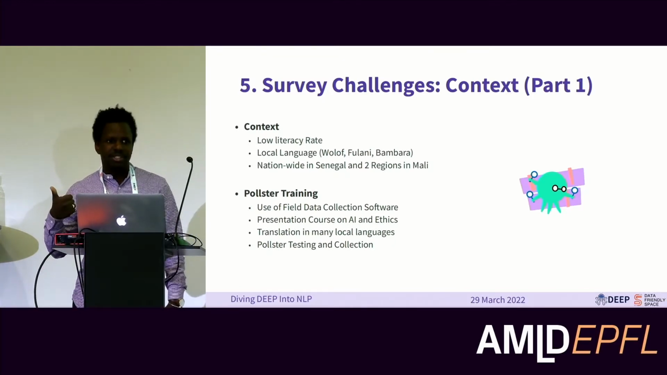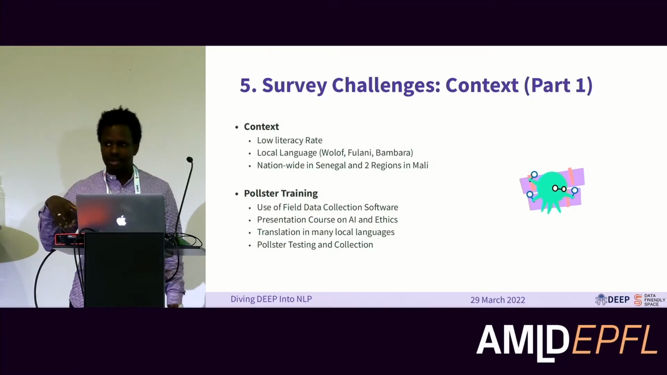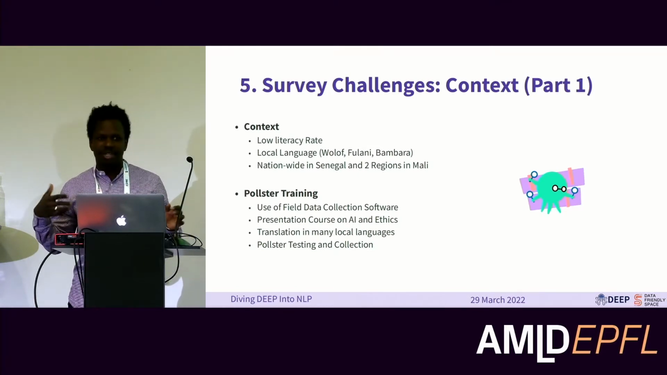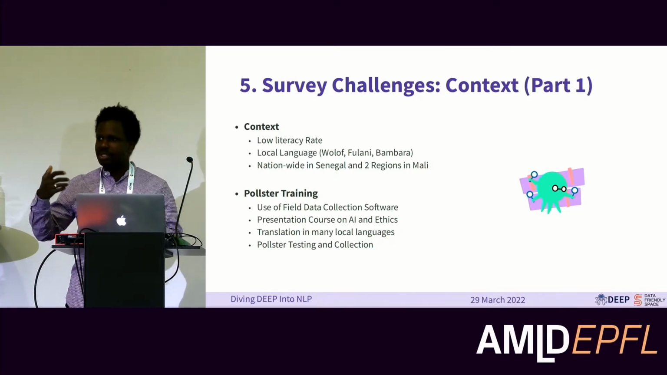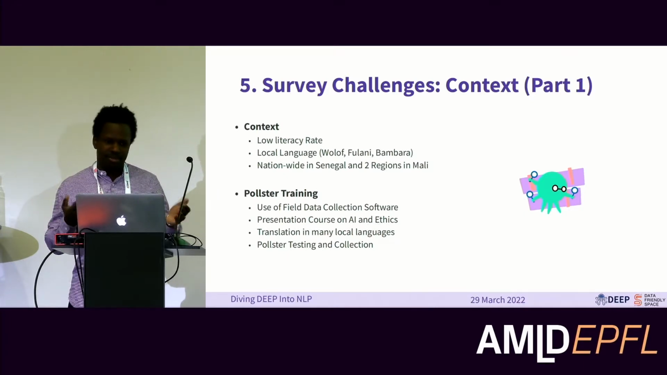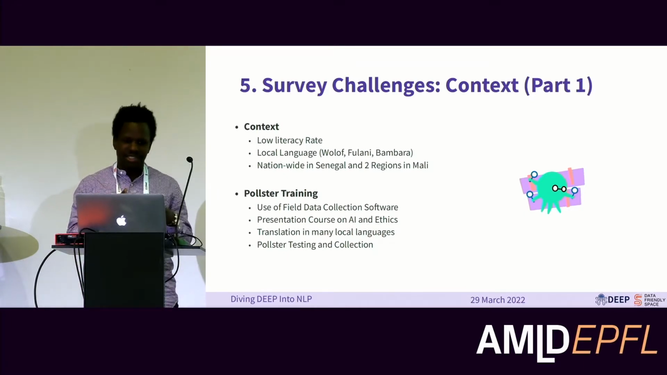So the first problem was the low literacy rate. It's really an issue in those countries in West Africa. The literacy rate is really low. So sometimes it can be hard to explain really difficult terms. In local language, it's hard to translate artificial intelligence. So that's a big challenge. And also it's nationwide, so sometimes it can take time.